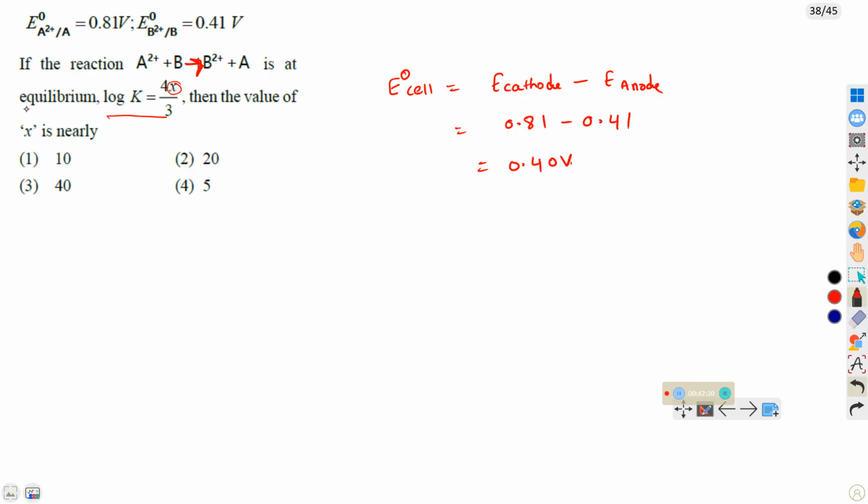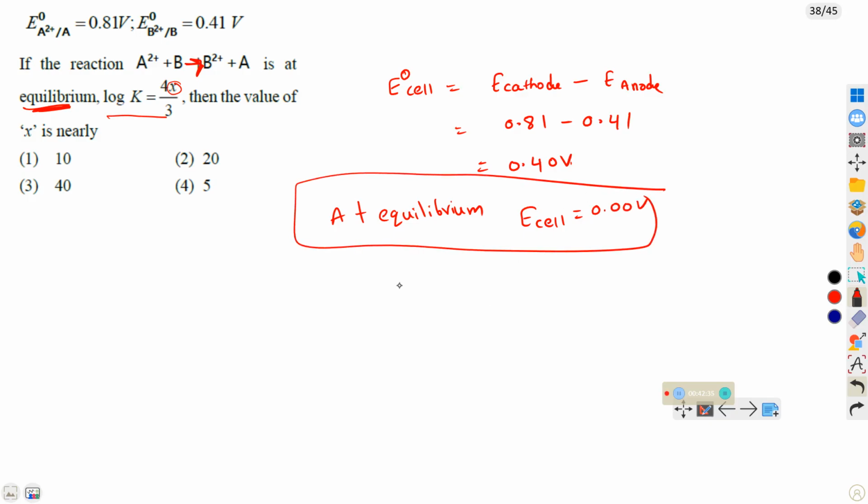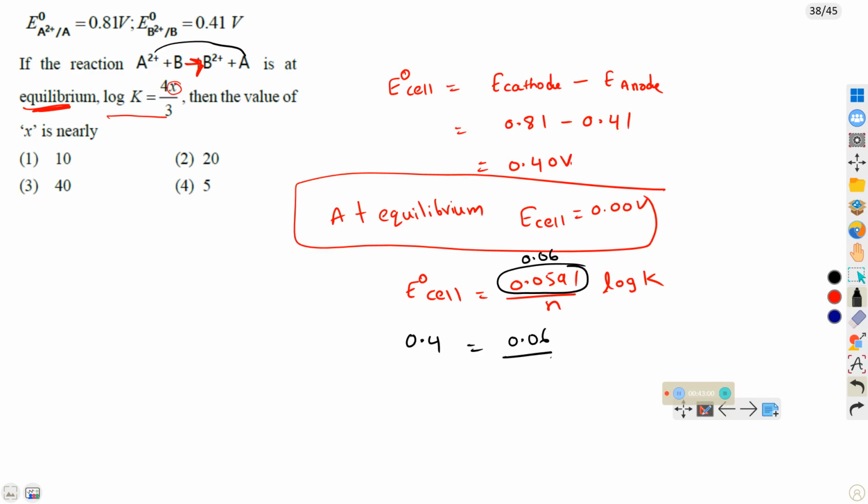Reaction is at equilibrium. At equilibrium, E cell value is equal to 0. Now, according to the Nernst equation, at equilibrium, E naught cell is equal to 0.0591 by N into log K. E naught cell value, how much? 0.4. Rounded off, it can also be written as 0.06. Calculation is easy then. 0.06 by how many electrons are involved? 2 electrons are involved, into log K.